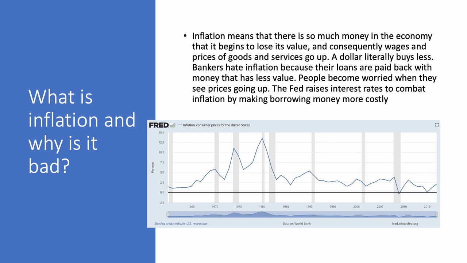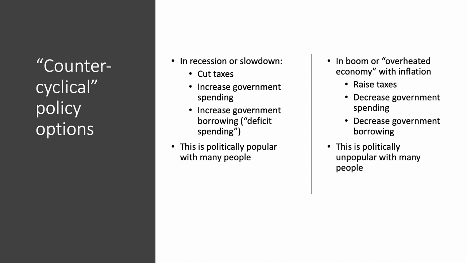So these are what we call counter-cyclical policies. The government pushes back against whatever the economic cycle is doing. In a recession or a slowdown, let's put money into the economy, cut taxes, increase government spending, increase government borrowing. Very popular with people. If you have inflation, too much of a boom, raise taxes, decrease government spending, decrease government borrowing, but that's not popular. And so often there's a tendency to not do that, but the Federal Reserve is merciless and they will do it.